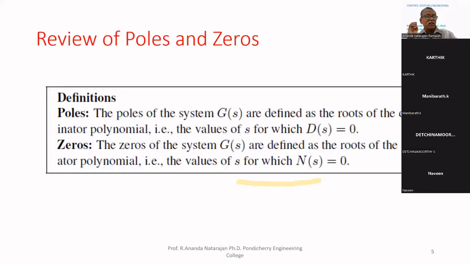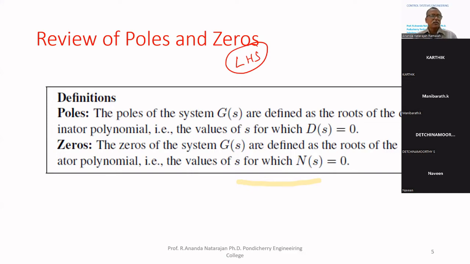In the frequency domain, we need not check for BIBO stability. We need not check the integral of G of tau d tau. We check where the location of the poles is. If the poles are on the left-hand side, we can say that the system is stable. Therefore, we must know what poles are.